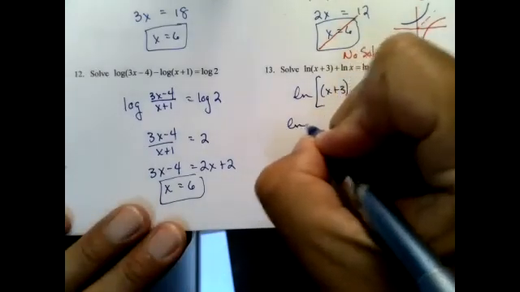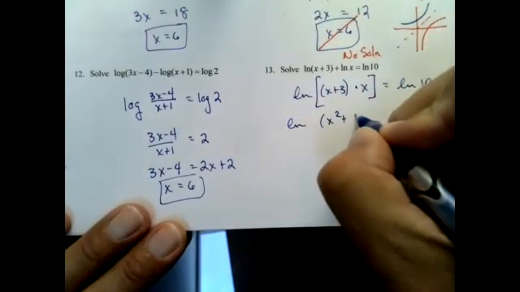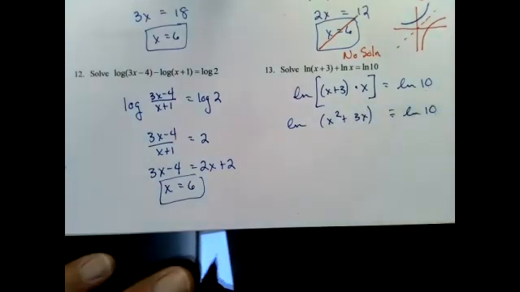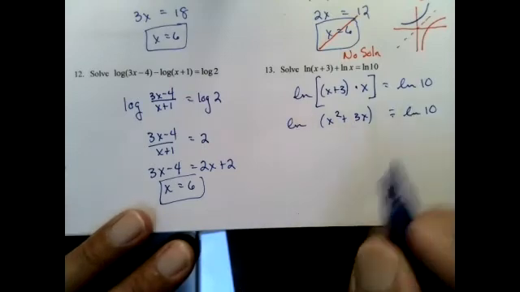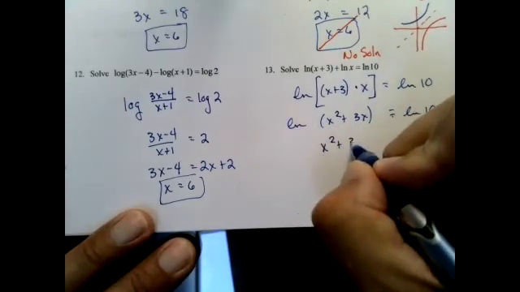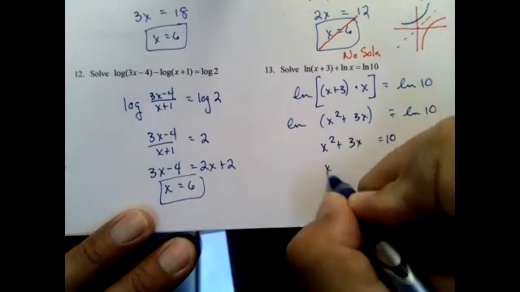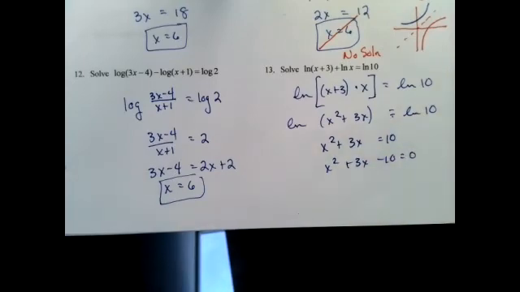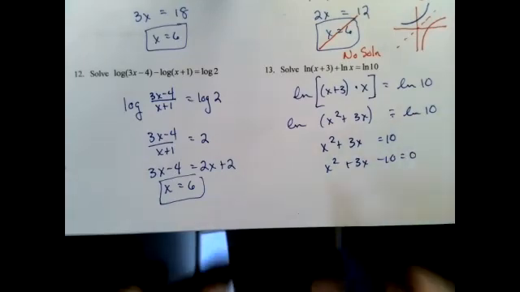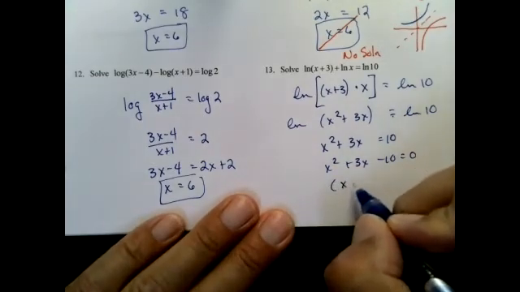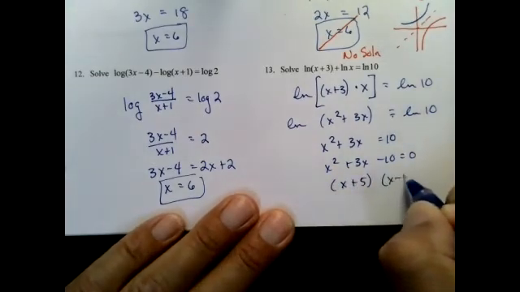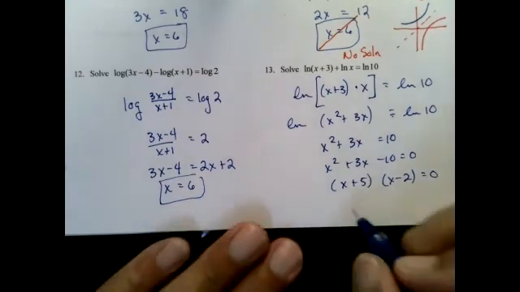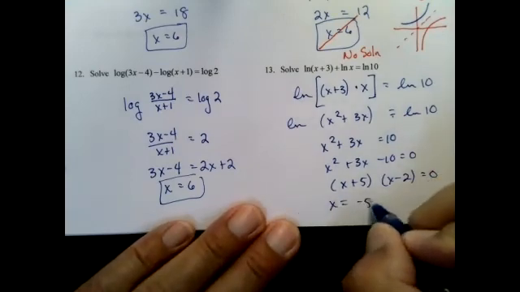This guy becomes the natural log of x squared plus 3x equals natural log of 10. I drop them because I have a log on each side. And subtract 10. X plus 5, x minus 2, x equals negative 5 and 2.